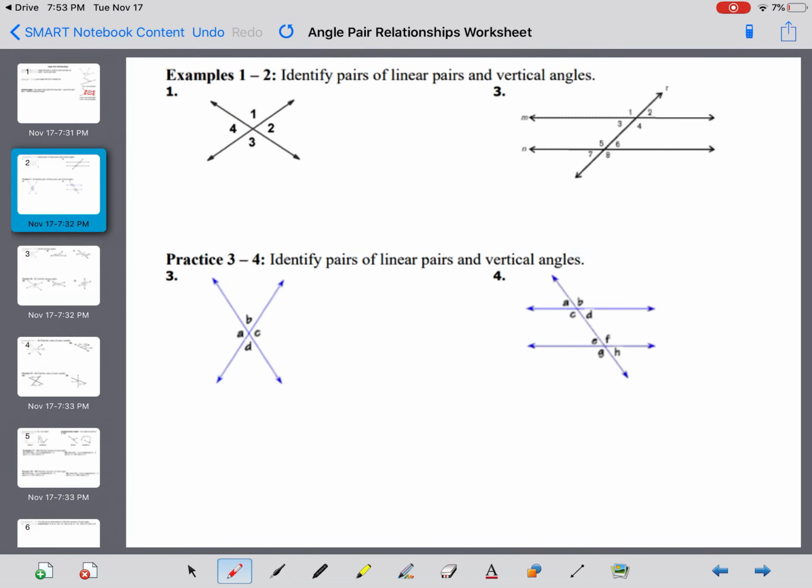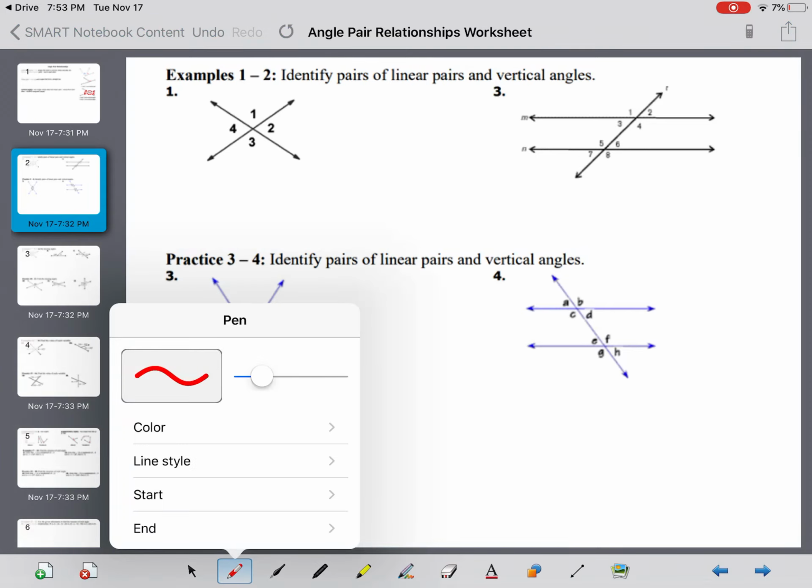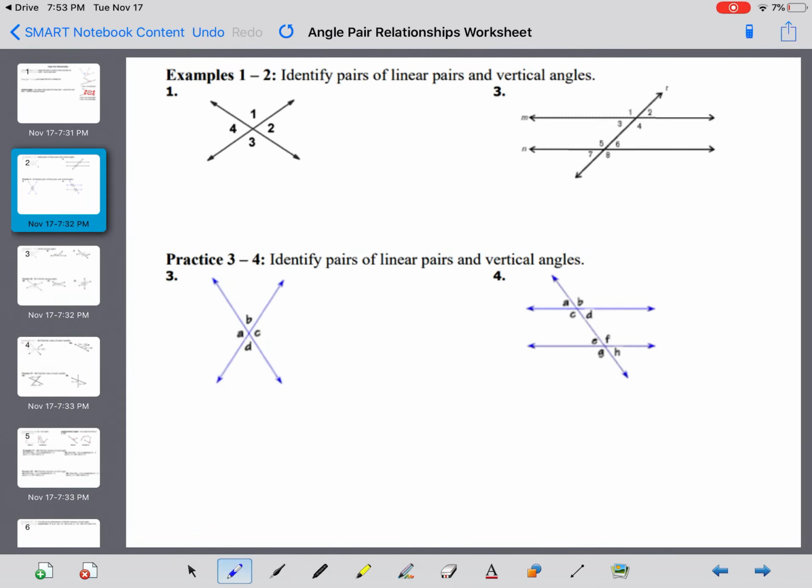Example 1, identify pairs of linear pairs and vertical angles. So we're going to try and list the ones that we see here. Linear pairs, straight line here, two separate linear pairs there. It could be 1 and 4, it could be 2 and 3. Okay, so let's write those down. Linear pair, I'm just going to put LP, 1 and 4, 2 and 3. If we take it the other way, we have 1 and 2, and we have 4 and 3.